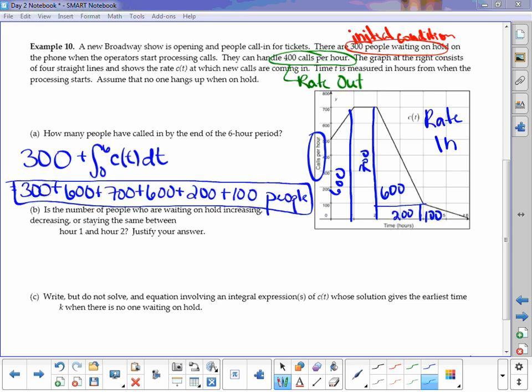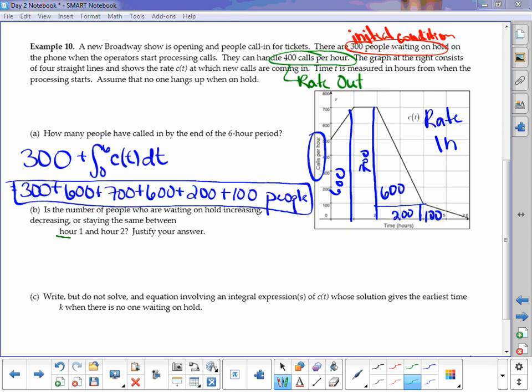All right, questions on part A. Okay. Now B says, is the number of people who are waiting on hold increasing, decreasing, or staying the same between hours 1 and 2? And justify your answer. This is a lot easier than some people make it out to be. It's pretty simple. So we need to know if the people who are on hold is getting bigger or if it's getting smaller.